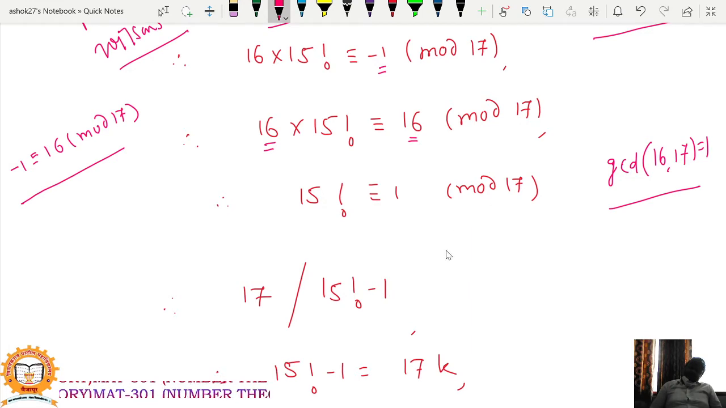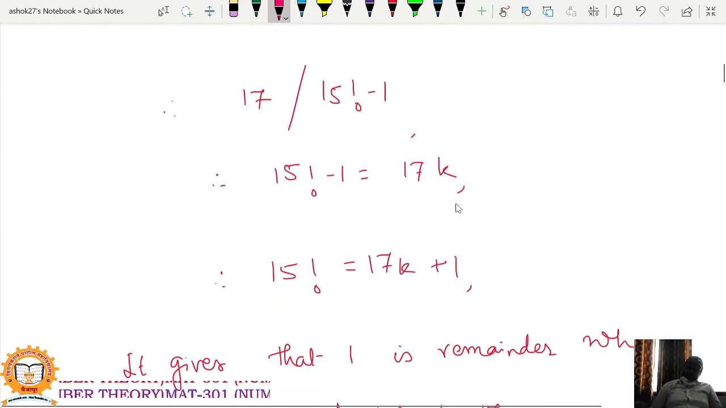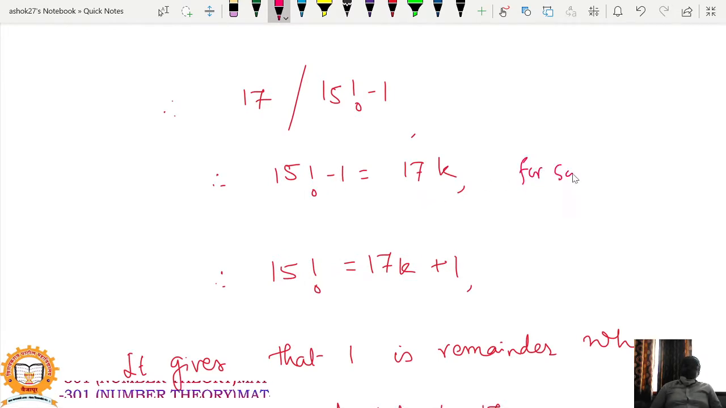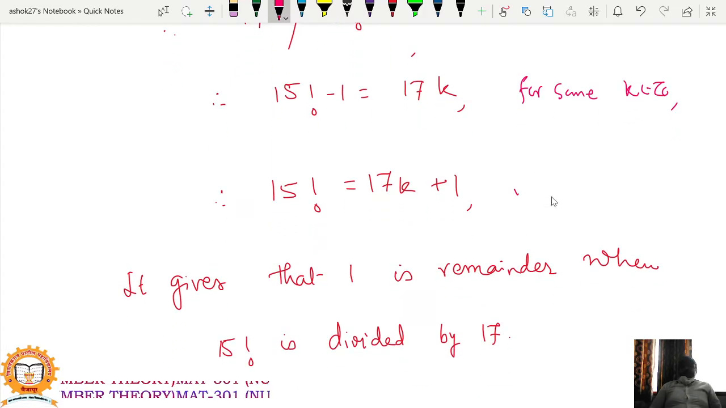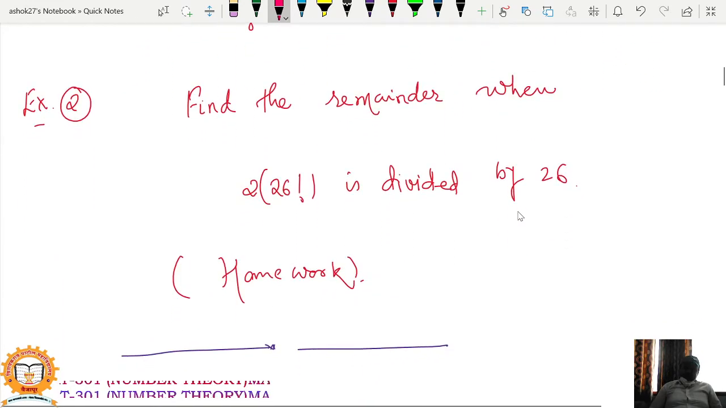So here 17 divides 15 factorial minus 1, or you can write 15 factorial minus 1 equal to 17 times k for some k belonging to Z. Z is the set of integers. So that will imply 15 factorial is equal to 17k plus 1. It means that 1 is the remainder when 15 factorial is divided by 17. So this is the solution of this problem.